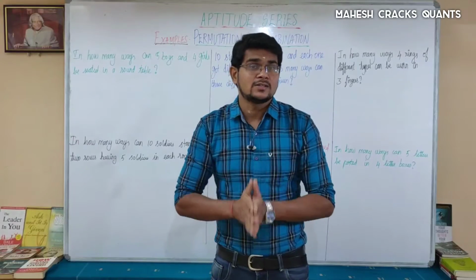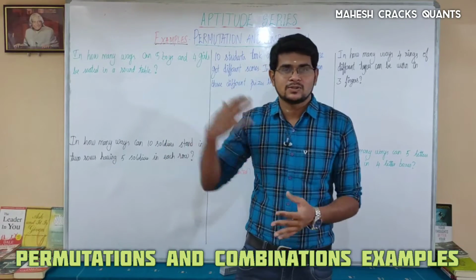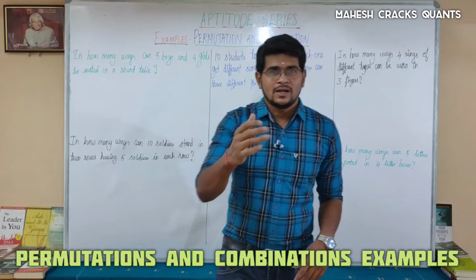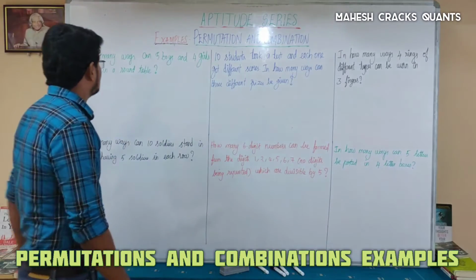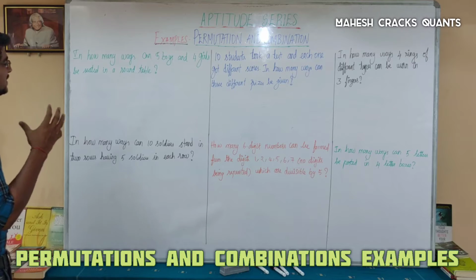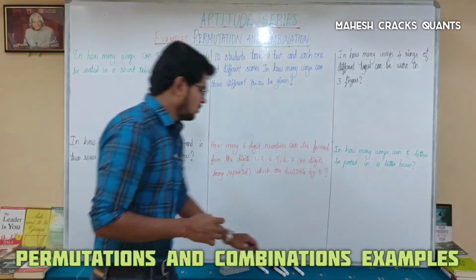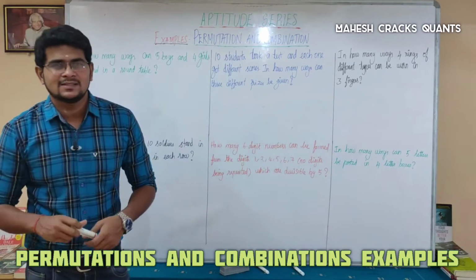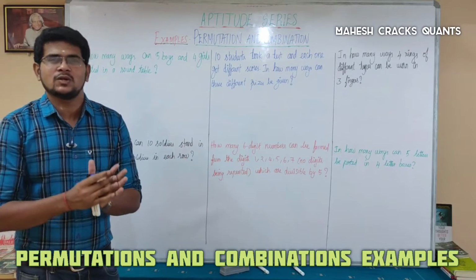This is Mahesh. In this session, we are going to continue the examples of permutation and combination. Let's get started. The first question is, in how many ways can 5 boys and 4 girls be seated in a round table? So, you have to place a certain number of members in a round table.